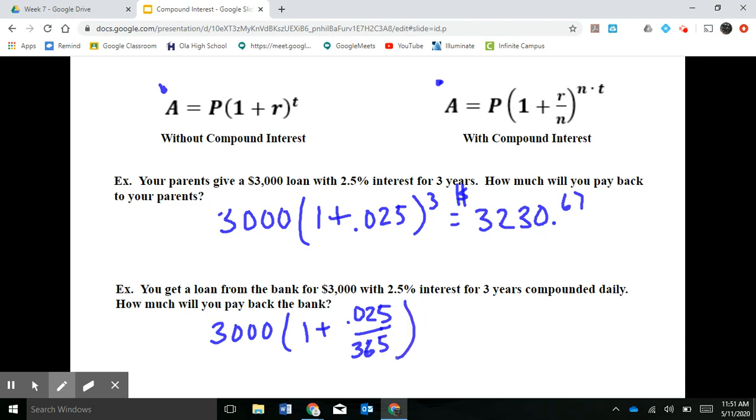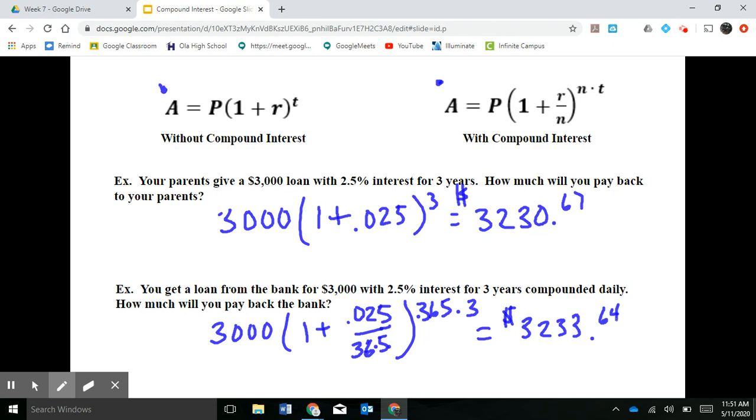Raised. Now N is going to be the same thing, so 365 times 3 years. And again, these two numbers will always be the same. So when we plug that in our calculator and hit enter, you're going to pay back the bank $3,233.64. So whenever it's been compounded, you're always going to pay more.